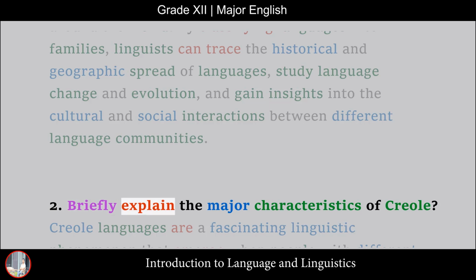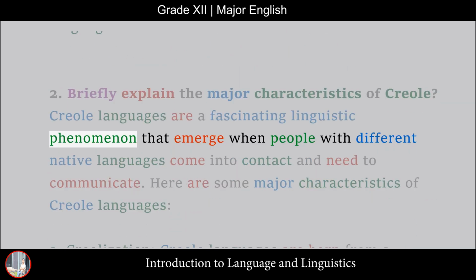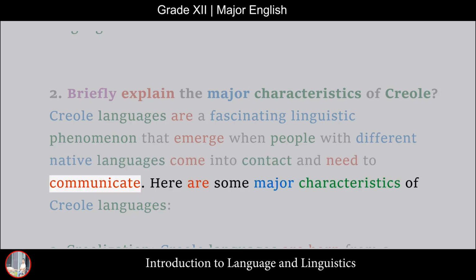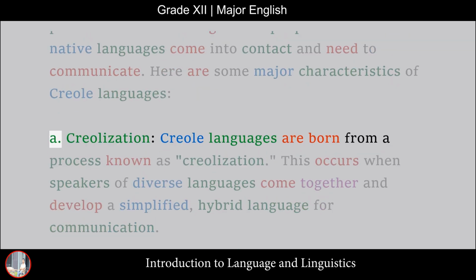2. Briefly explain the major characteristics of Creole. Creole languages are a fascinating linguistic phenomenon that emerge when people with different native languages come into contact and need to communicate. Here are some major characteristics of Creole languages. A. Creolization. Creole languages are born from a process known as creolization. This occurs when speakers of diverse languages come together and develop a simplified, hybrid language for communication.